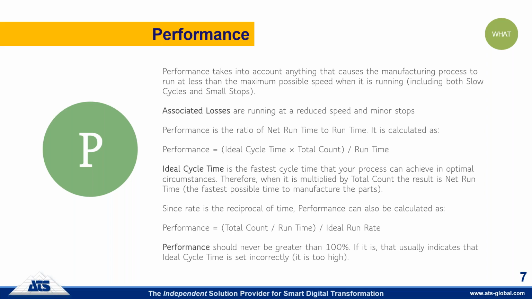If you get the process closer to the actual optimum cycle time for the process, your OEE should improve. Performance should never be greater than 100%, and it probably won't be greater than 90%. If it is, it usually indicates that the ideal cycle time is set incorrectly. So yeah, you're cheating yourself.